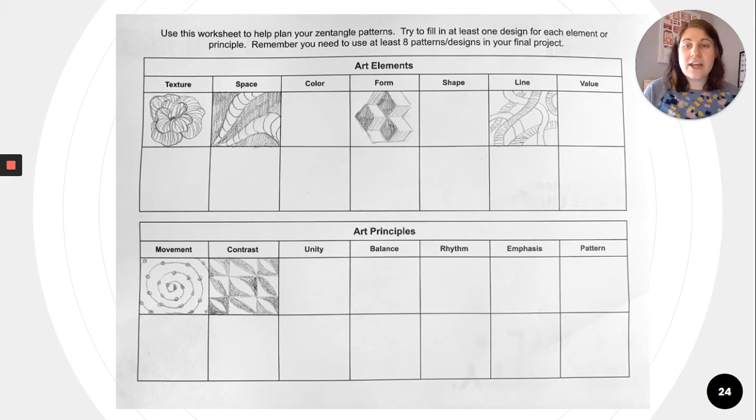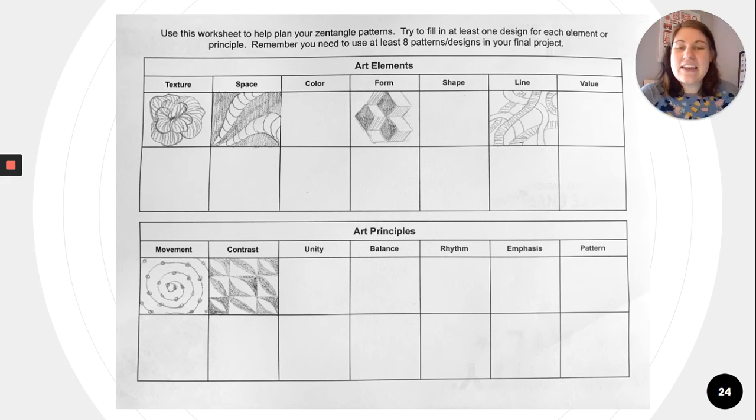Not every one of you is going to have access to a printer right now, and that is okay. You can just take a blank piece of paper and draw a grid out onto your blank piece of paper, and you can plan right in that grid that you draw. You don't need a special printed version to complete this part of the activity.